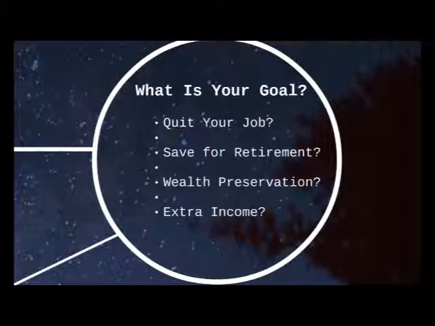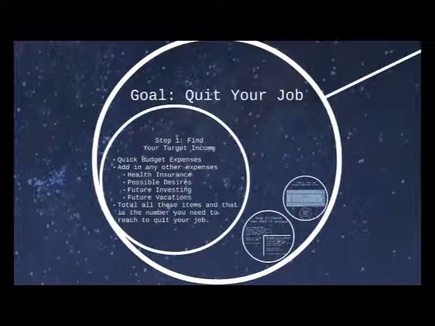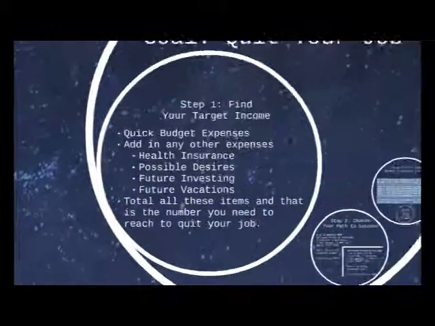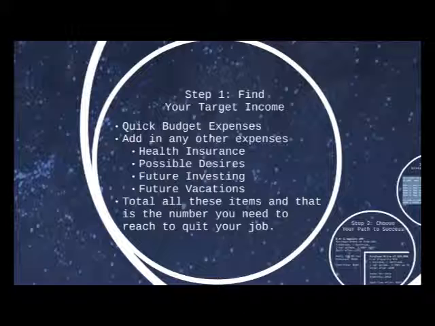So I know that my goal is to quit my job. I personally achieved that where I can quit my job with my passive income. I have already surpassed my income from my job with my passive income from my rental properties. So let's take a look at how you can do that. So let's just say your goal, like mine, is to quit your job. So the step number 1 is to find your target income.